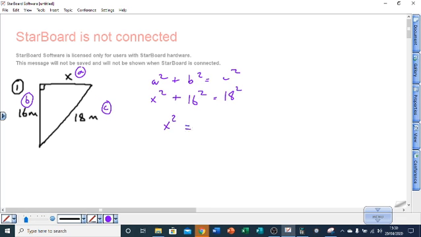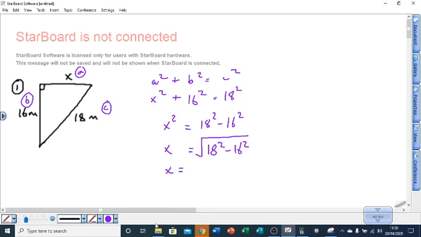Now we don't want this on this side, we want to leave X squared on its own, so X squared is equal to... to get rid of that, we minus it from both sides, or pick it up and throw it over, it changes sign. So in other words, you've got 18 squared, take away 16 squared. And to undo squaring, you square root it. So X is the square root of 18 squared, take away 16 squared.